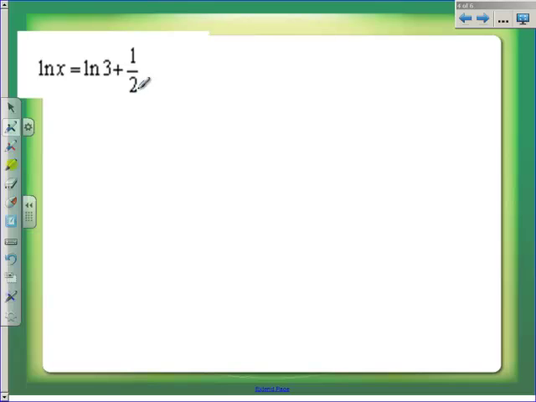Okay, here I've got natural log of x equals natural log of 3 plus 1/2. And so what I'm going to do is get the natural logs together on one side. And remember what I wrote on the very first page, we want to get one logarithmic statement. You don't want logs all over the place. It gets crazy. So I'm going to bring the natural log of 3 to the other side, and I'm going to keep the 1/2 there.